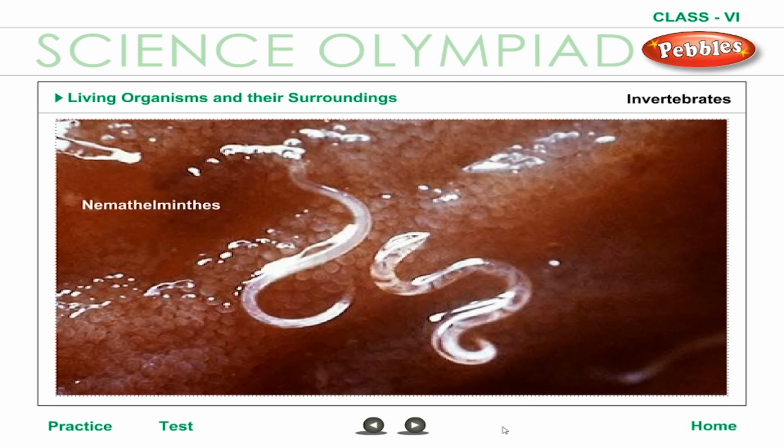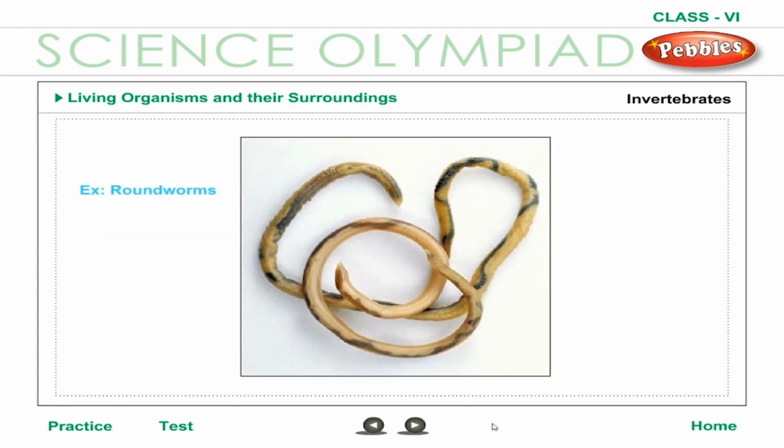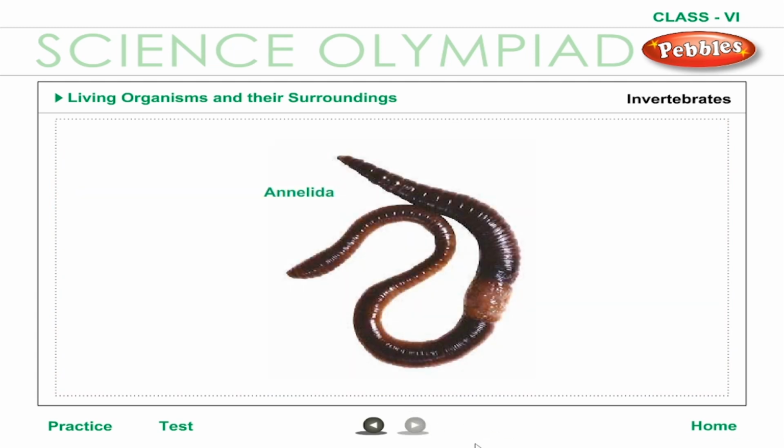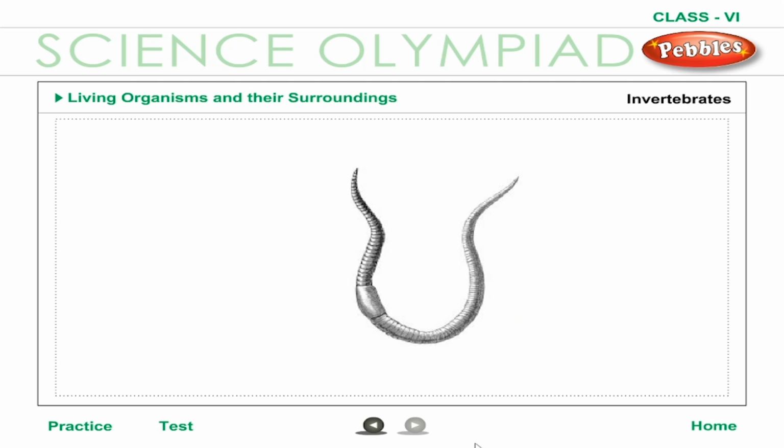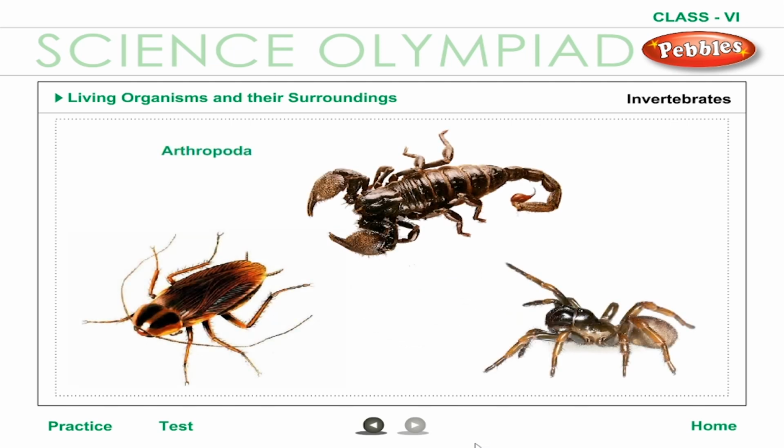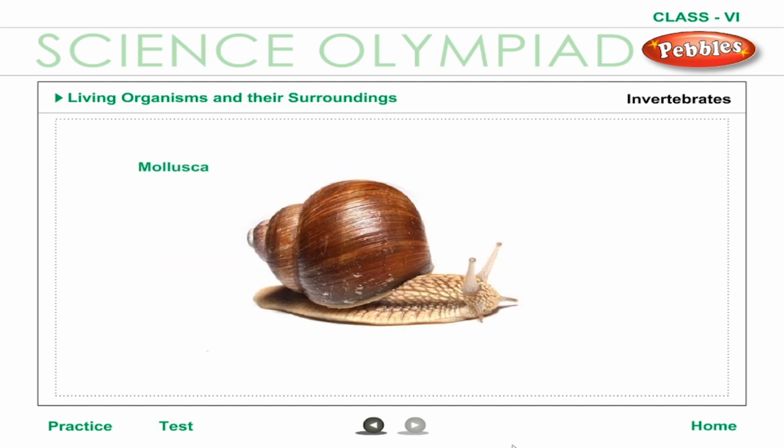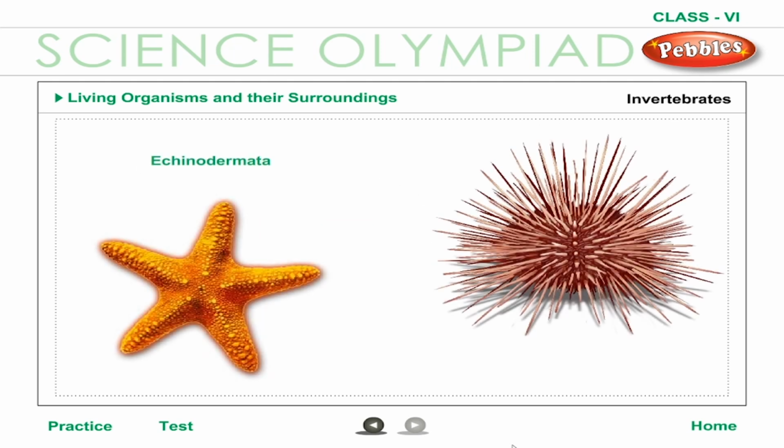Nemathelminthes. Cylindrical body and round in shape. Example, roundworms. Annelida. Cylindrical body but consists of many segments. Example, earthworm. Arthropoda. Their body is differentiated into head, thorax and abdomen. They have jointed legs. Example, spider, cockroach, scorpion. Mollusca. Soft body enclosed in a hard shell. They live in water. Example, snail. Echinodermata. Marine animals with spiny projections on their bodies. Example, starfish, sea urchin.